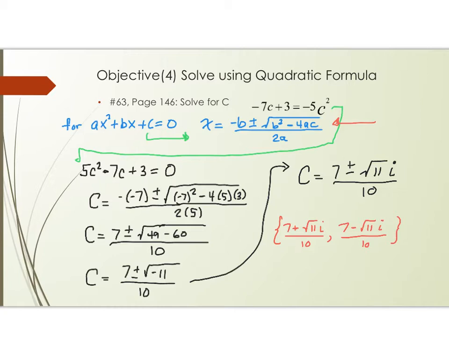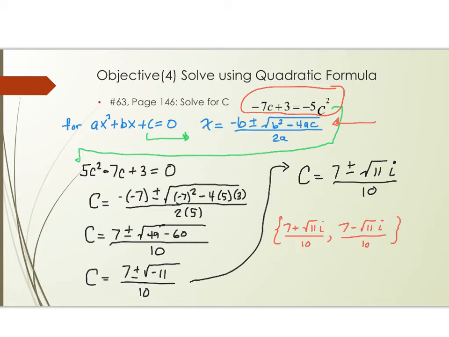Well, the problem I'm working is number 63 on page 146. We're going to solve for c, and so here's my original equation. I'm going to put it in the zero format, the zero principle format. So I have 5c squared minus 7c plus 3 is equal to 0.